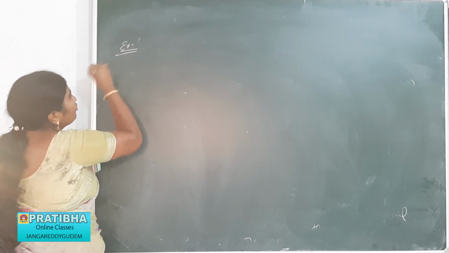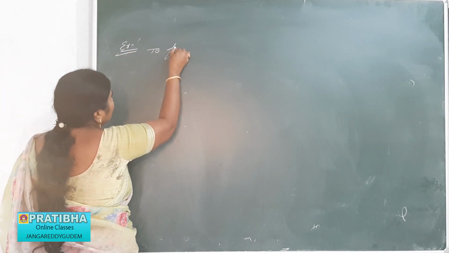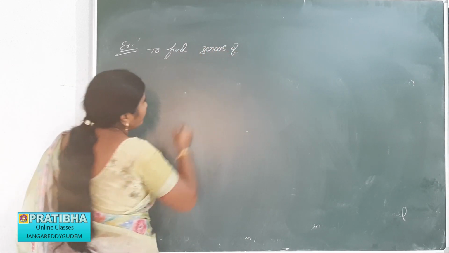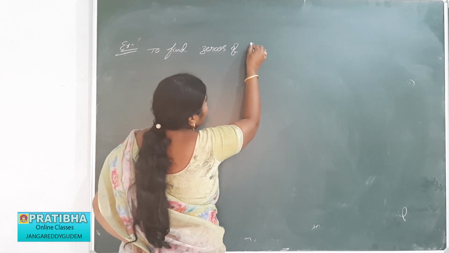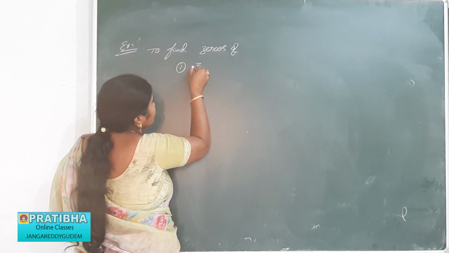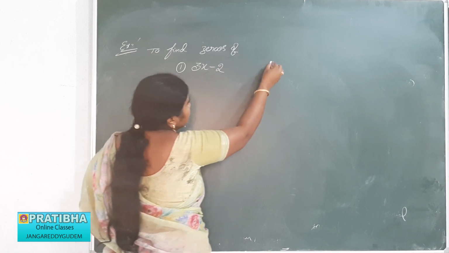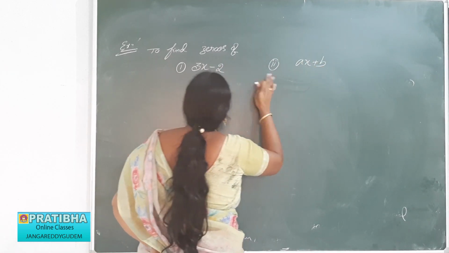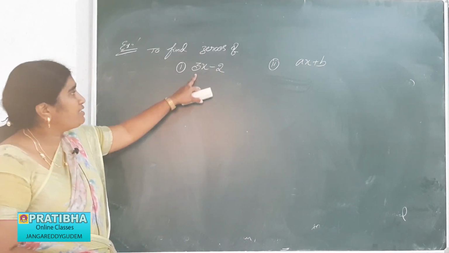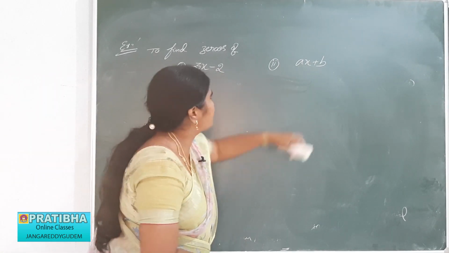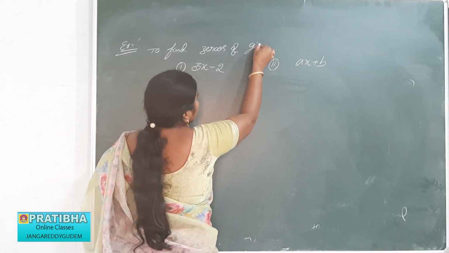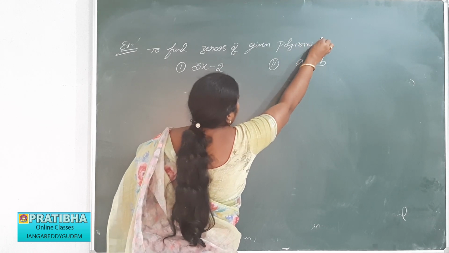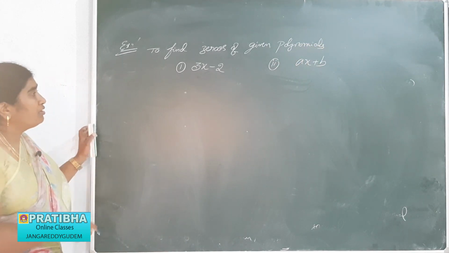Next, another model: find the zeros of the given polynomials. First one is 3x minus 2, and second one is ax plus b.